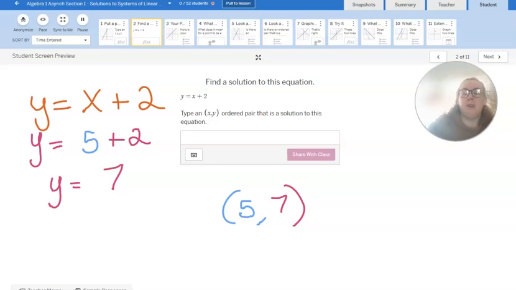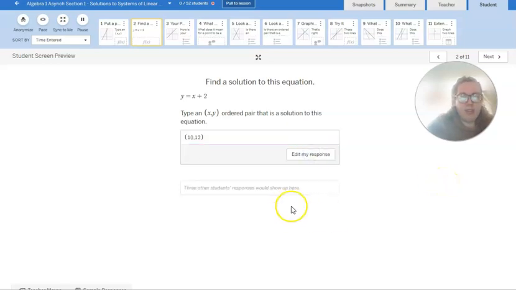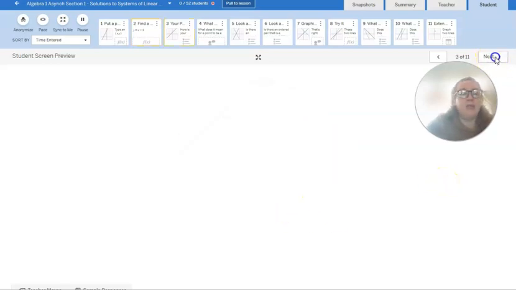What's another point that would be on this line? Try to think about another one. If we started with a 0, 0 plus 2 is 2. So 0 comma 2 would be the point, right? The rule is whatever x is, add 2. So if we had 10 as our x, add 2, our y is 12. These are all examples that are going to be on this line. I'll take 10 comma 12 and hit share, and then push ahead to slide 3.